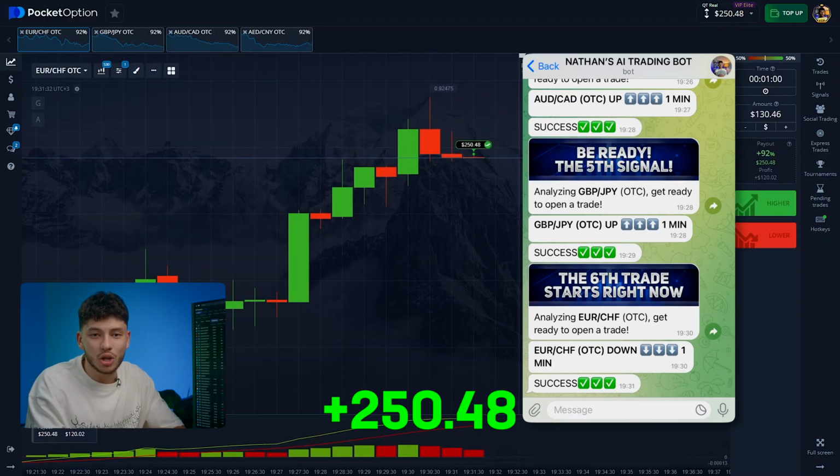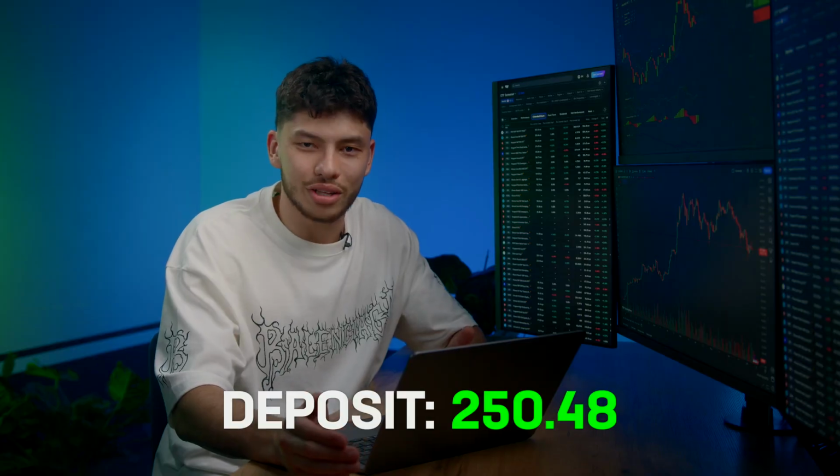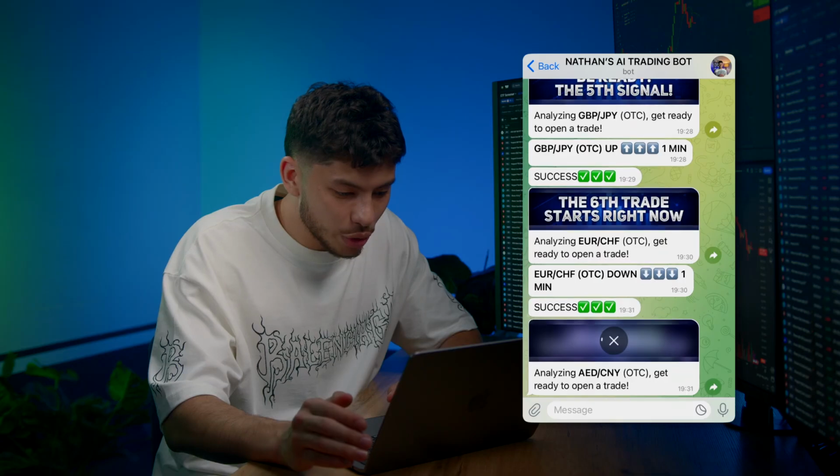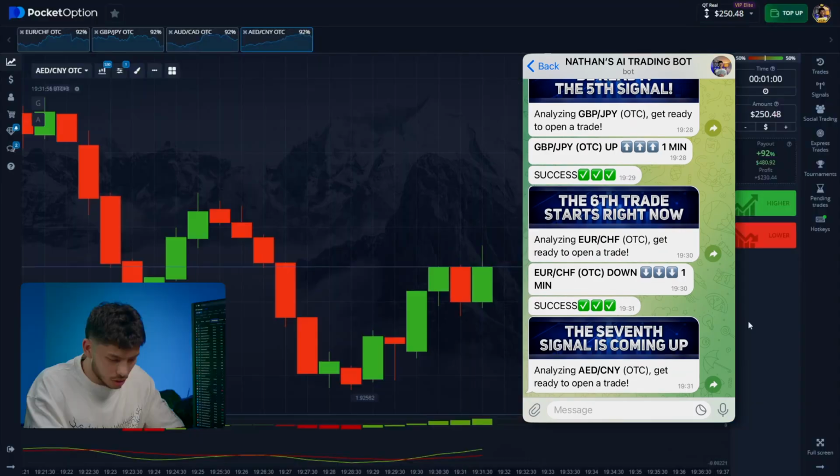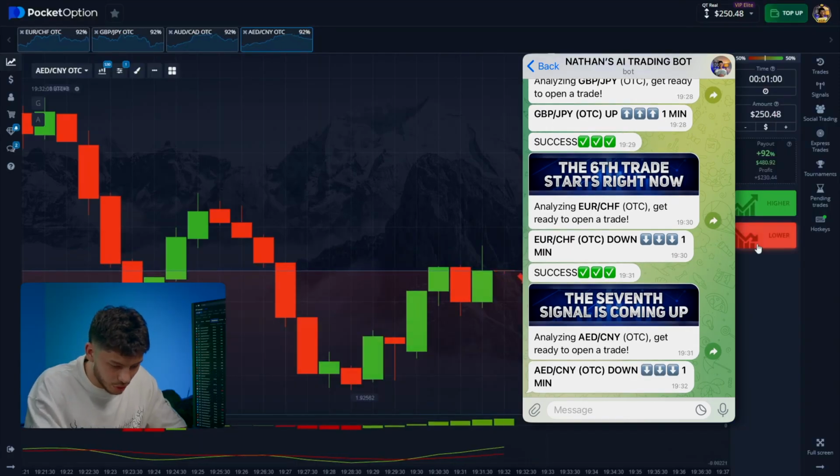Well, advanced technologies have brought us another great result. Time for the final round. Our AI bot is analyzing the chart and making decisions on the next pair. So, we're opening this pair and following our bot's instructions.